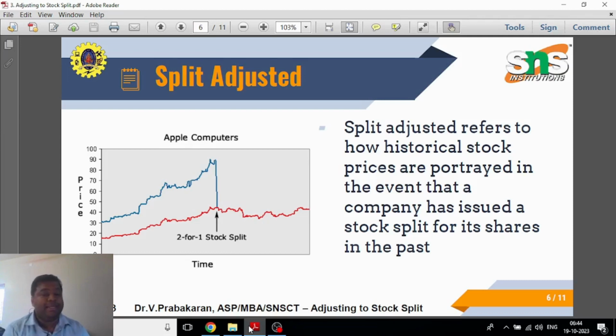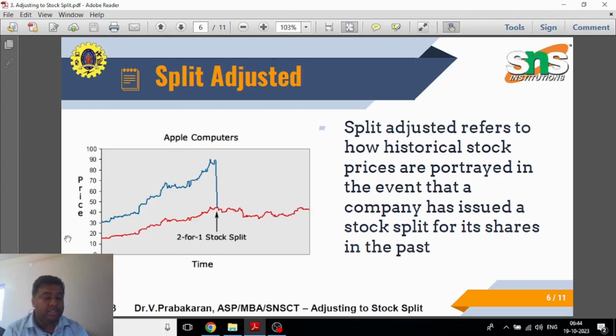So let us imagine this is a graphical representation of MRF shares. The blue color line indicates the share price movement for the one full financial year. So there is an uptrend. At one point of time, there is a dip down in the price, and then the red color line indicates the further move on the price.